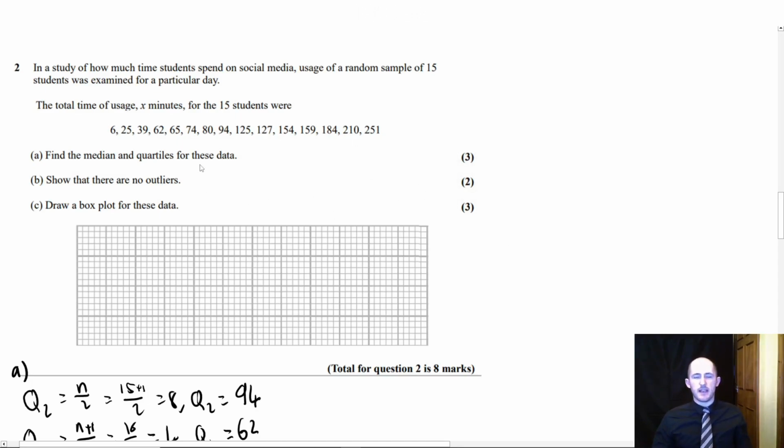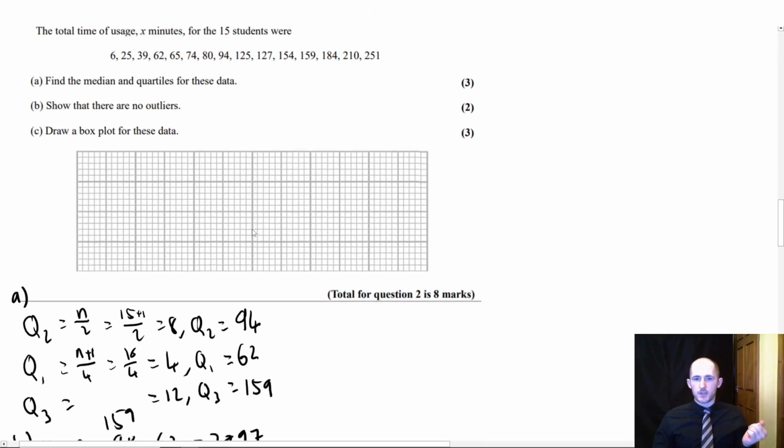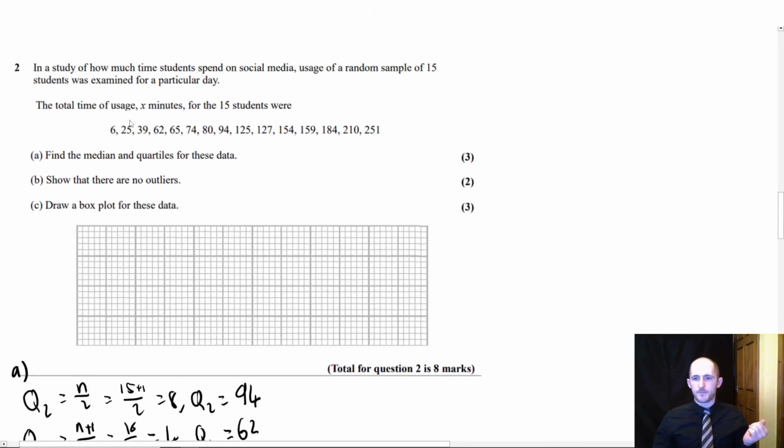So sometimes you can get a few extra parts. Comparing and also interpolation can come up. But again, we need to go through this before we do interpolation because this is kind of the key thing that we need to know. So, part C, drawing the box plot.